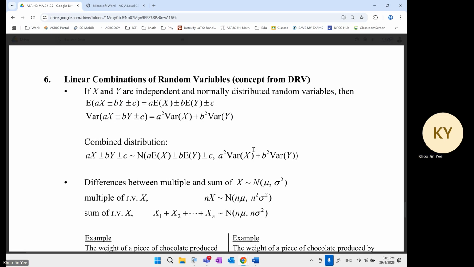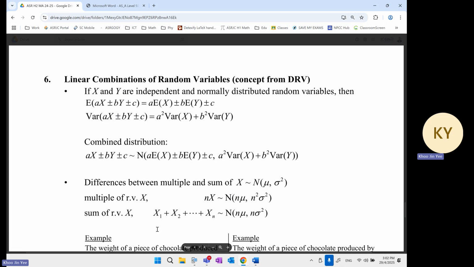Now, the next most important thing to take note of is you need to distinguish between your multiples and sums of X. For example, if this is n times X, what happens to the mean? What happens to the variance? So the mean just times n as usual. The variance, because this is a multiple, the standard deviation you times n, variance you square, so it becomes n squared of the variance. So this one is the multiple of X.